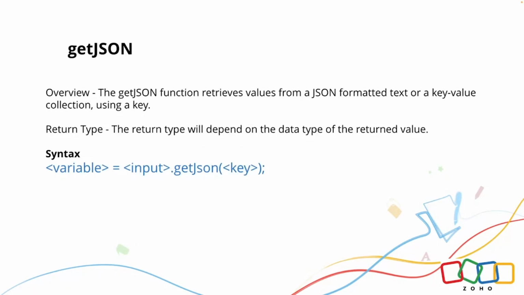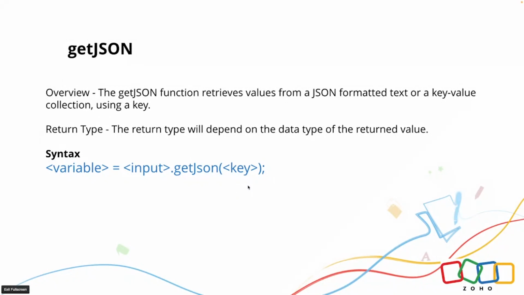So the next one is similar to that, we do have get json. The overview is the get json function retrieves the value from the json format. It can be a text value or it can be a collection value. The return type will depend on the data type that is used as the return value, and this is the syntax for it. We do have the variable input get json key.